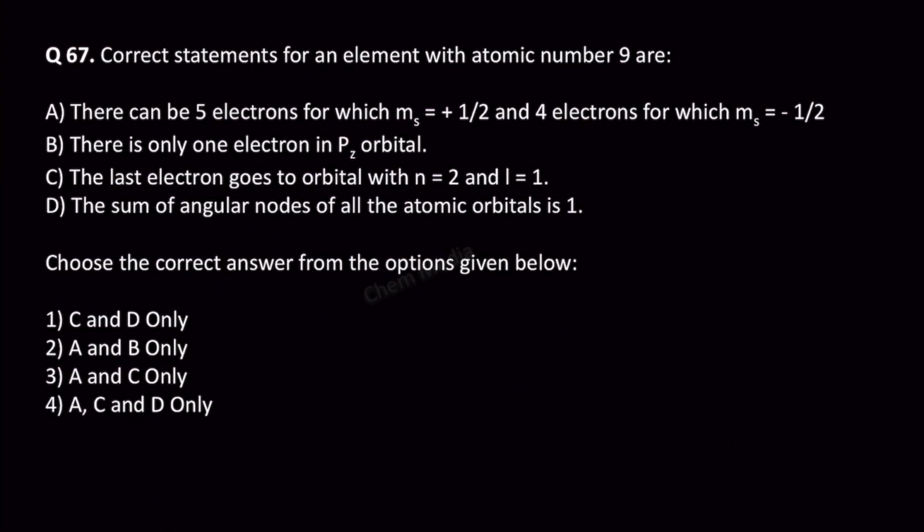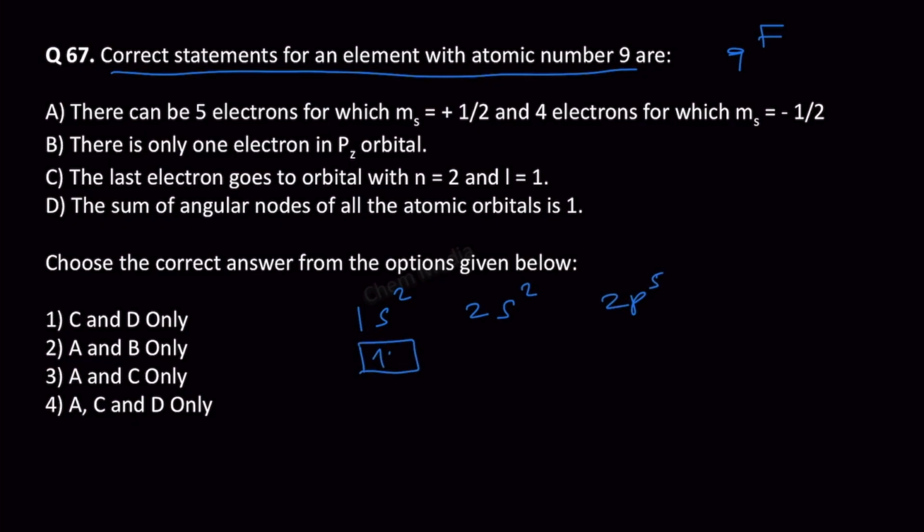What are the correct statements for an element with atomic number 9? We know that fluorine's atomic number is 9. That means it has 9 electrons, and therefore the electronic configuration is 1s2, 2s2, 2p5. 1s2 has 2 electrons, 2s2 has 2 electrons, and in 2p5, 2p has 3 orbitals. So we can fill up electrons this way: 1, 2, 3, 4 and then 5.